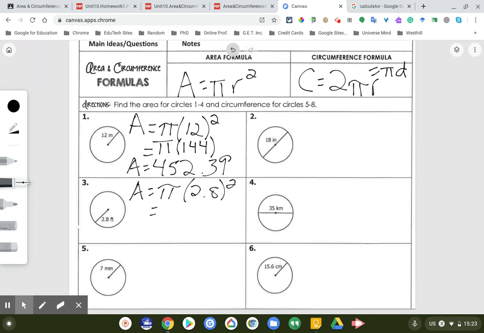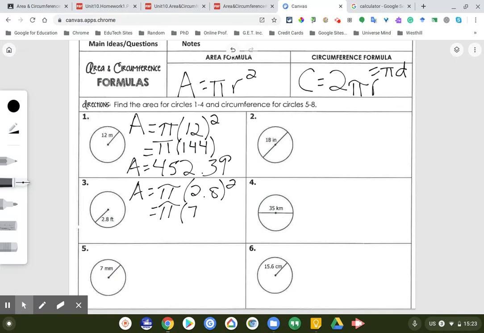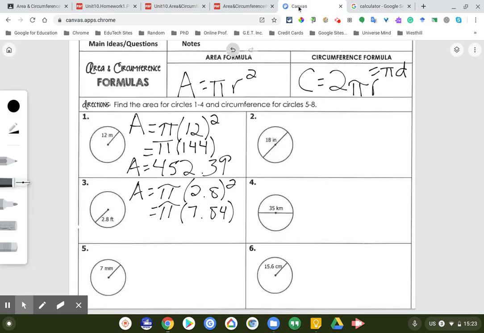Squared, and so that's going to equal pi times whatever 2.8 squared is. So what is 2.8 times 2.8? That is 7.84. So pi times 7.84. Okay, what's pi times pi? Times pi equals 24.63. Okay, so the area for number 3 is 24.63.